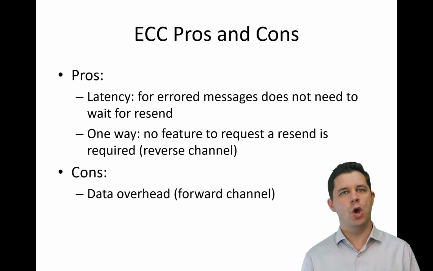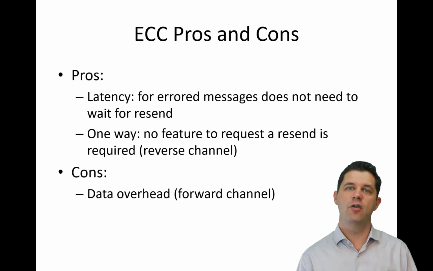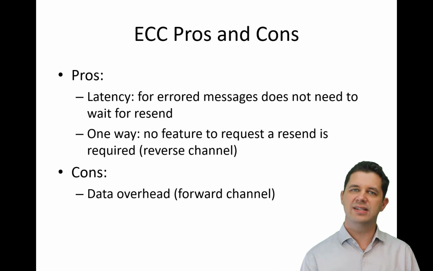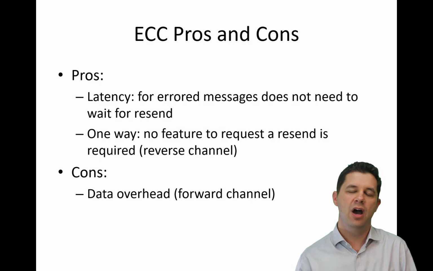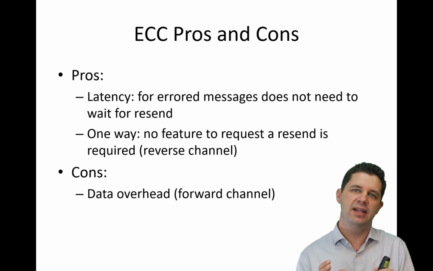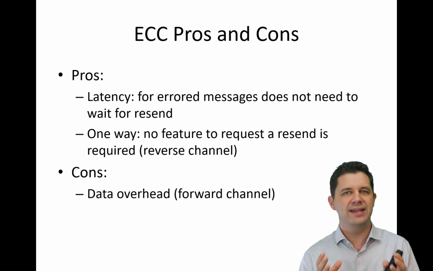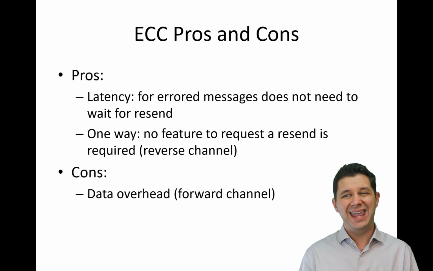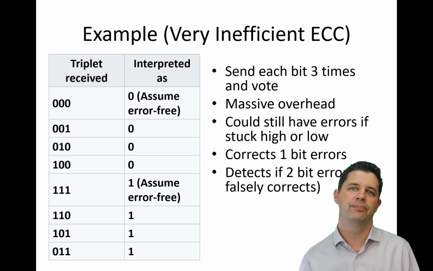One of the other pros is we don't need data going necessarily back in the other direction. So it can be a one-way form of communication. We don't need any functionality to request the data be sent again because it's been sent. Having said that, one of the cons is obviously the data overhead. I mentioned we're integrating some redundancy in our forward channel where we're sending our data out. And because we're integrating some redundancy, we're sending more data. But the pro is that even if there is an error, you might be able to correct that error. And that's a pretty significant pro.